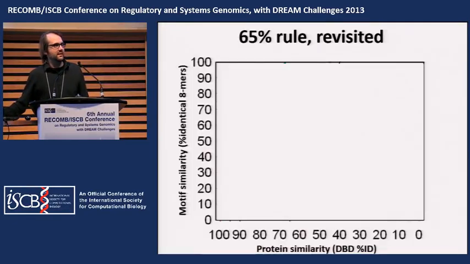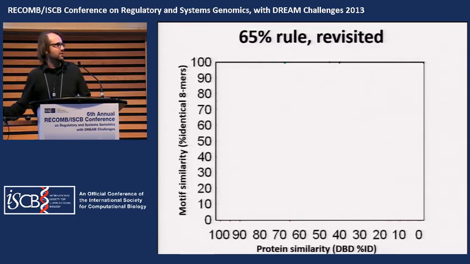So let's take a minute now and revisit the 65% rule. Again, the idea here is this axis is showing you how similar the amino acids are in your DNA binding domain, which is just the percent ID in the alignments. And on this axis, we've tried several different ways of measuring this, but it's basically how similar is the DNA motif that you recognize.